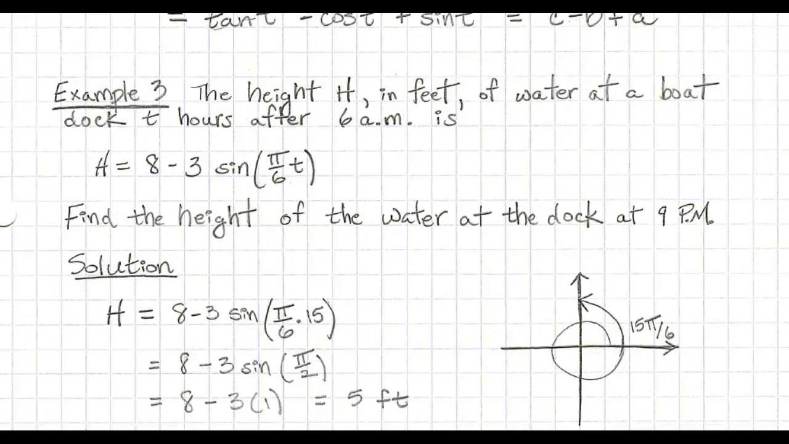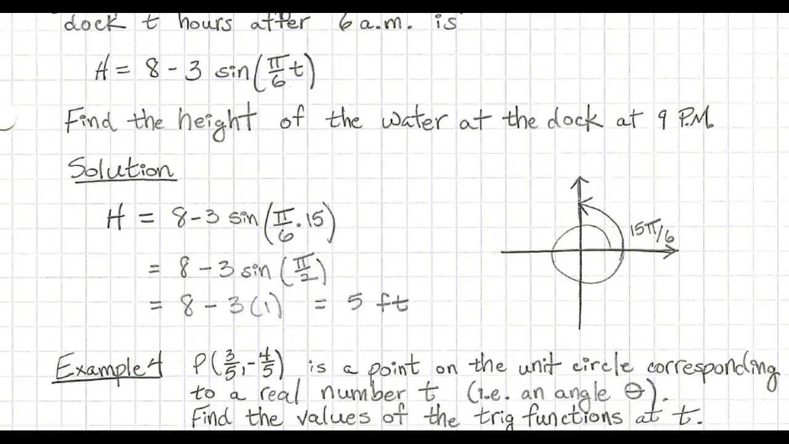All right, example 3. Let's say the height h in feet of water at a boat dock t hours after 6 a.m. is h equals 8 minus 3 times the sine of pi t over 6. Find the height of the water at the dock at 9 p.m. So how many hours after 6 a.m. is 9 p.m.? Well, 6 p.m. would be 12 hours. 3 hours more would be 15.